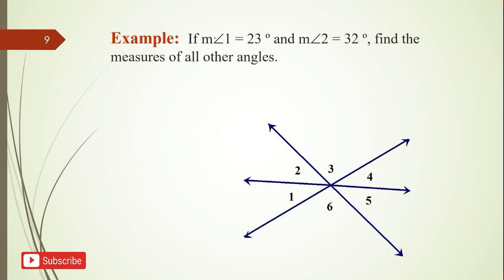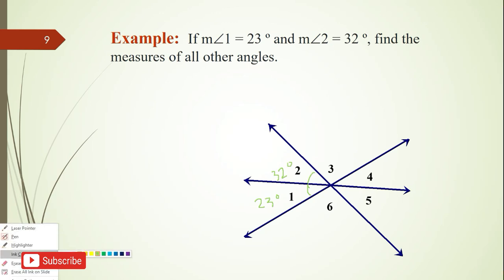What about here? So, the given is angle 1 is 23 degrees. So, if this is 23 degrees, then angle 2 is 32 degrees. Okay? These are the given. The ones drawn in green are the given. And then, let's find the other measures of the angles.